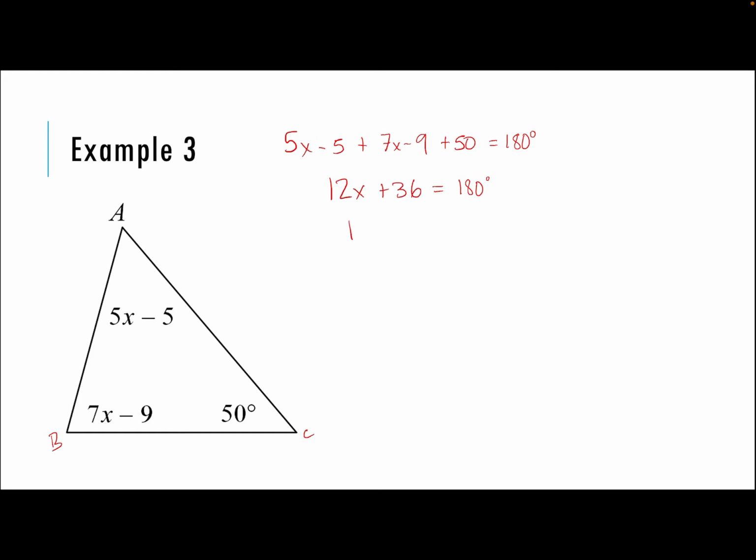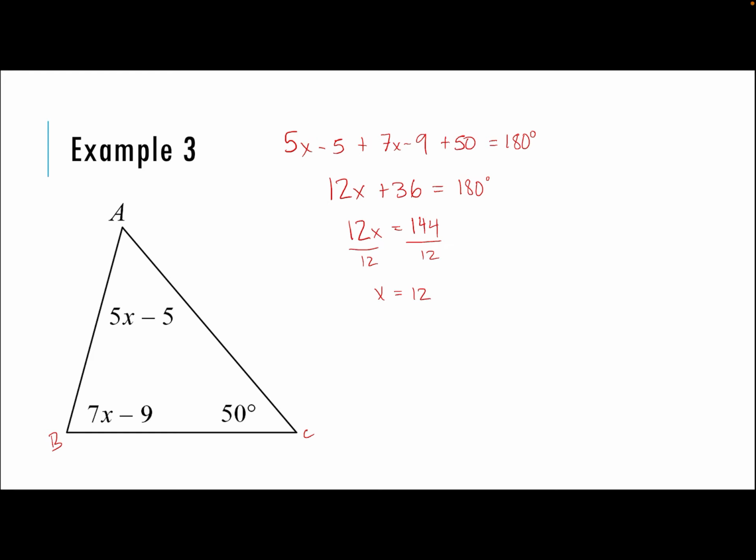And from here, it's a simple two-step equation. We subtract 36 from both sides. We get 12x equals 144. And then we divide both sides by 12. And so x is equal to 12. X is equal to 12, not the angle. So I would recommend going back to check your angle values to make sure this makes sense.